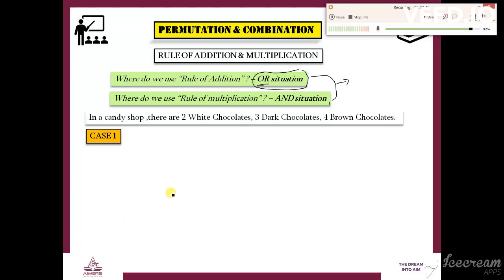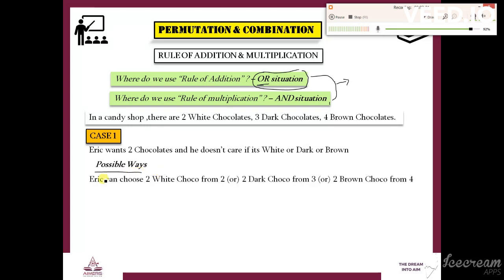And one person, his name is Eric. Eric wants 2 chocolates and doesn't care whether it is white or brown. So you need to find how many possible ways there are to get those chocolates, right?